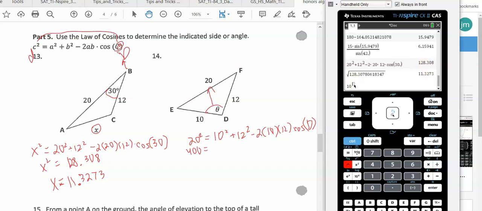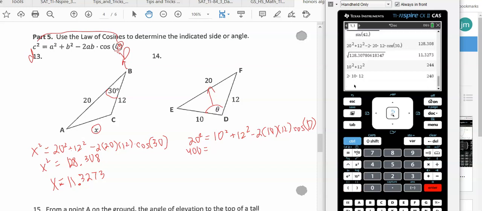10 squared plus 12 squared. You might know that without a calculator, which is great. What is 2 times 10 times 12? I guess I've got 244 minus 240 times the cosine of D there. Okay, remember, you cannot just subtract those two. 240 is being multiplied by the cosine, so you have to subtract 244. You always subtract first. So subtract 244.